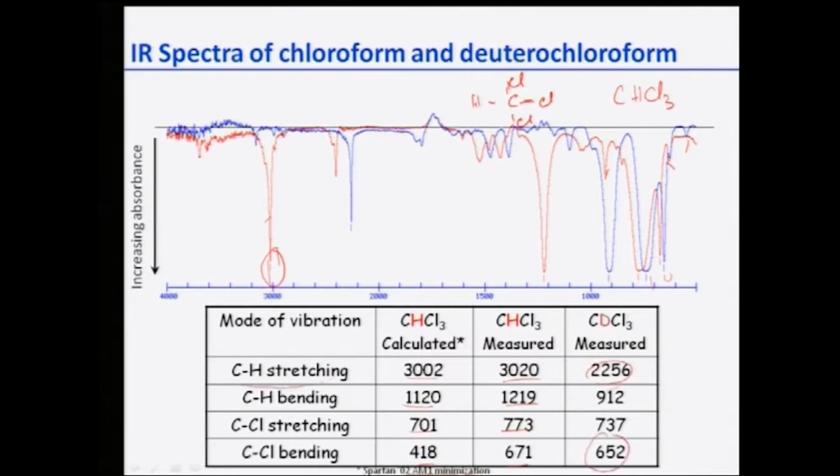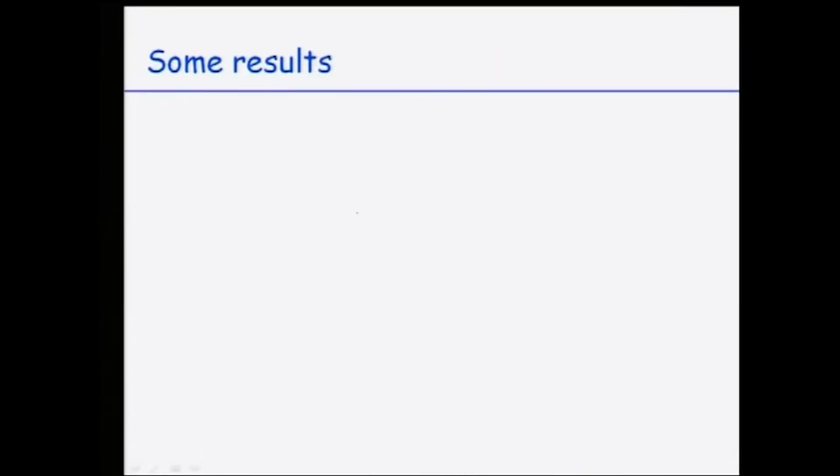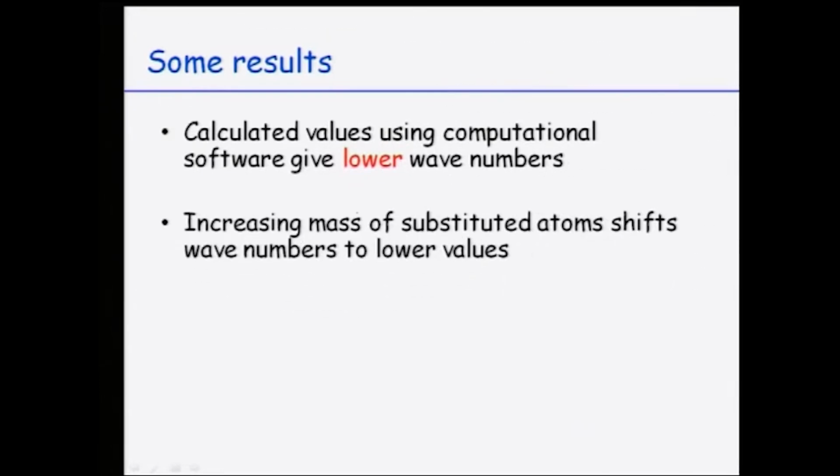So one can clearly say from these measurements what kind of vibrational states of the bonds are present in this case. The peak shift is because of H to D, and that is because of mass increase. So you can see that because of H to D, this peak has shifted. That is what we discussed. More mass means the peaks will come at lower wave numbers, not higher. Some more results.